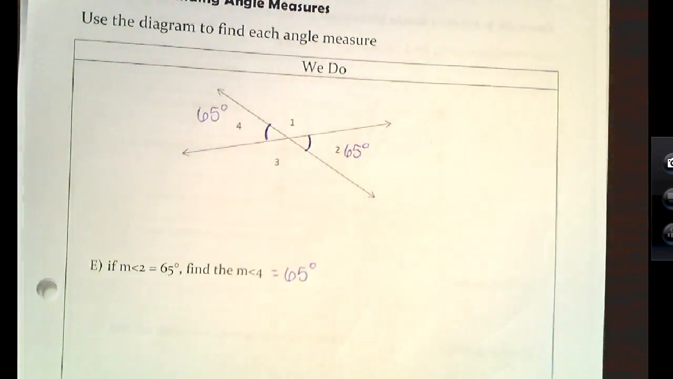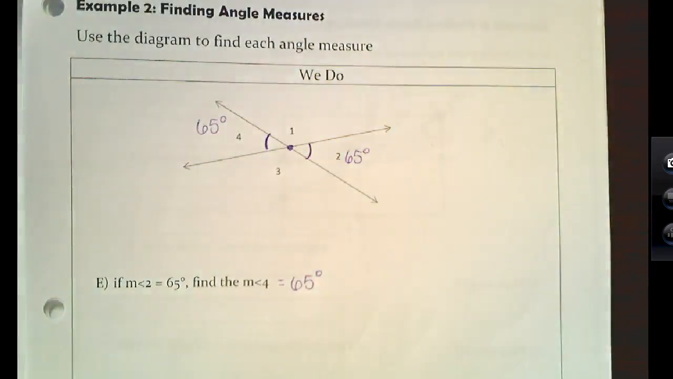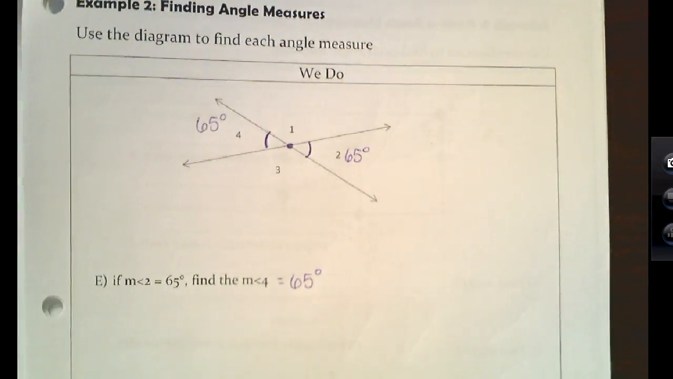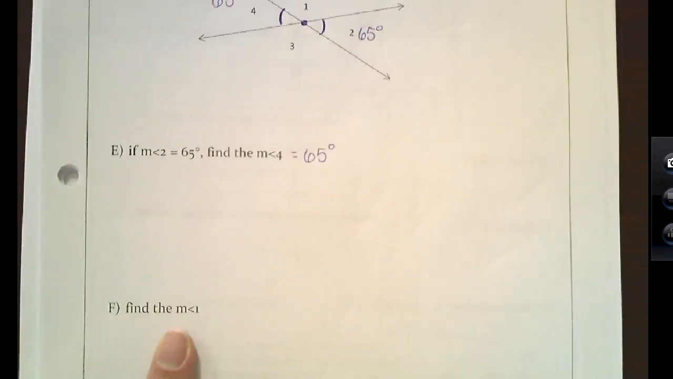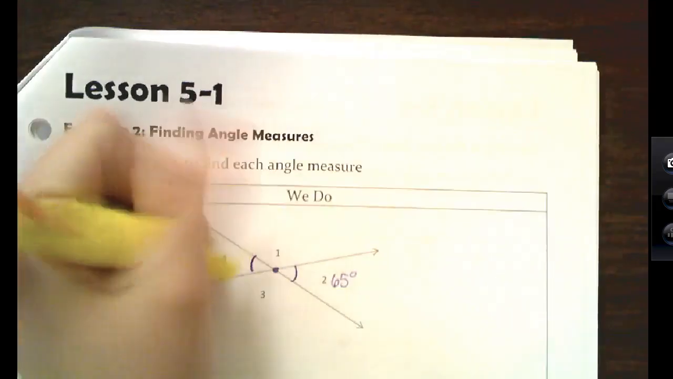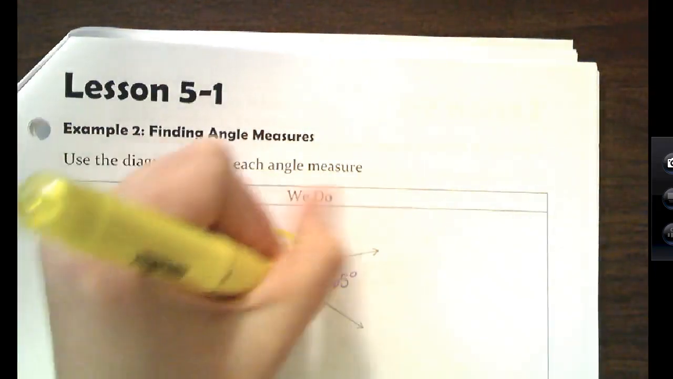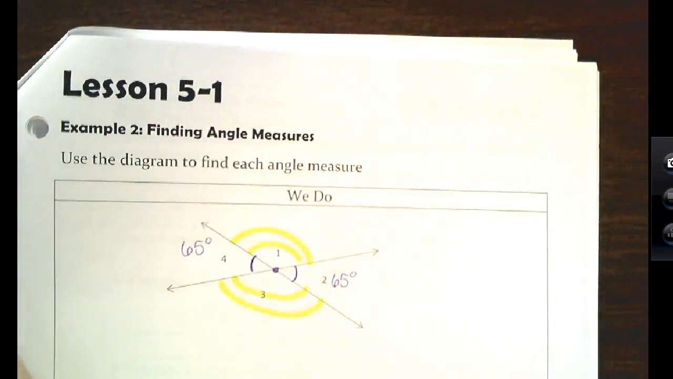But why? Why is it also? Reflection of each other. So if you take this angle and reflect it over, they share that vertex. So those are called vertical angles, and vertical angles are congruent. Now for letter F, we have to find the measure of angle 1. So let's look at our picture here. Here's angle 1. Here's angle 3. Angle 1 and angle 3 are vertical angles.